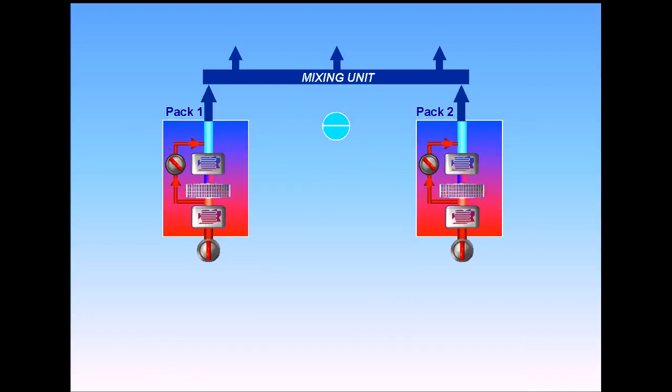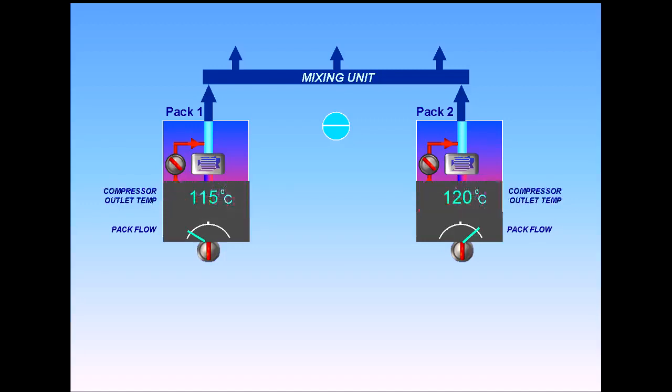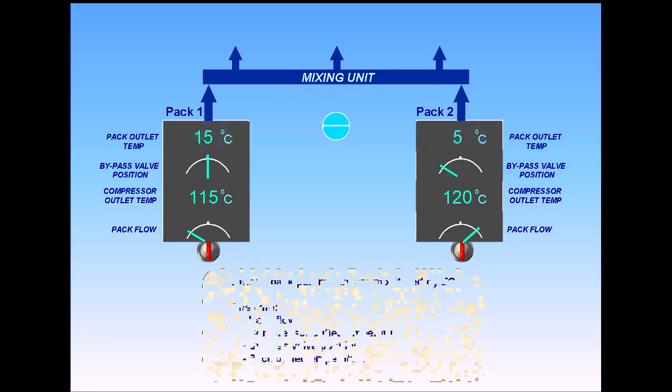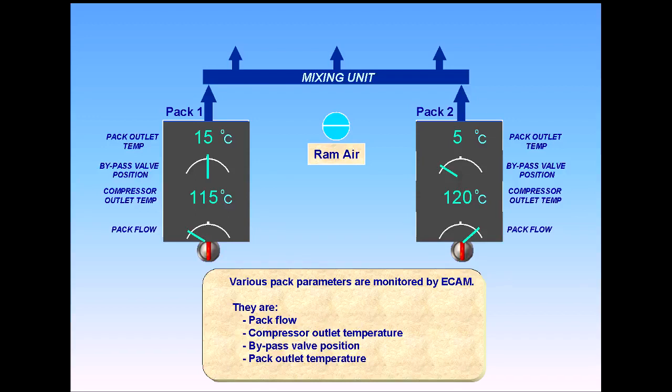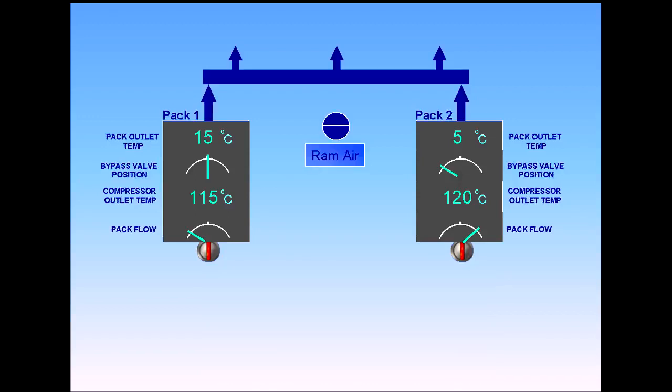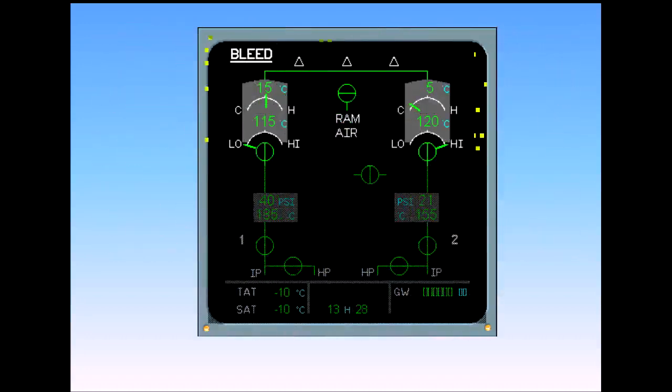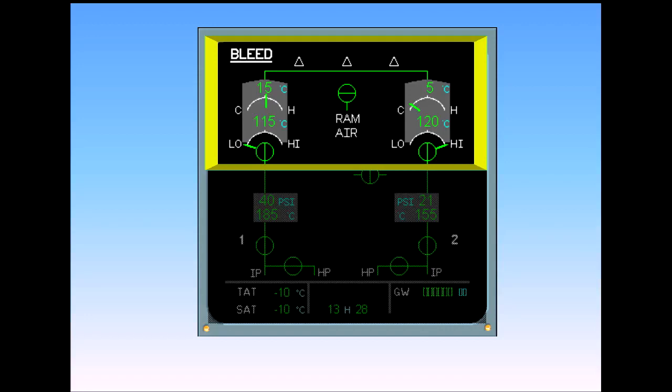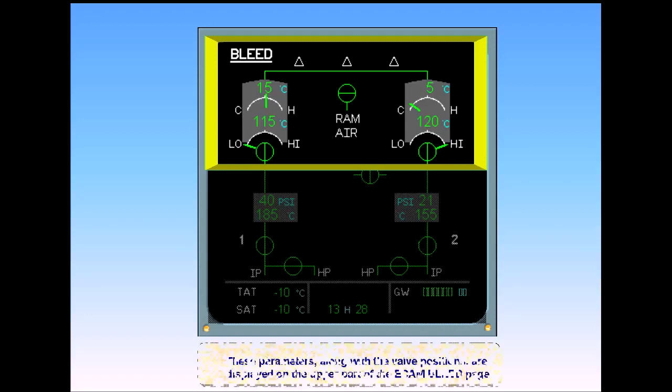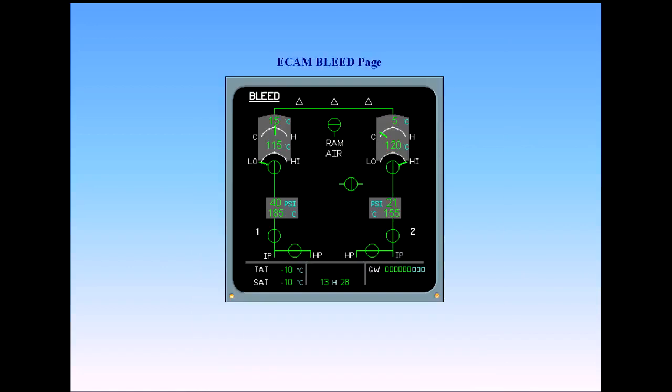Various pack parameters are monitored by ECAM. They are pack flow, compressor outlet temperature, bypass valve position, pack outlet temperature. These parameters, along with the valve positions, are displayed on the upper part of the ECAM bleed page. Having discussed the air conditioning packs, we will now look at how temperature and flow regulation is achieved throughout the aircraft.